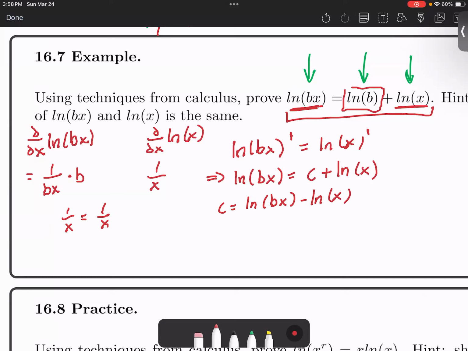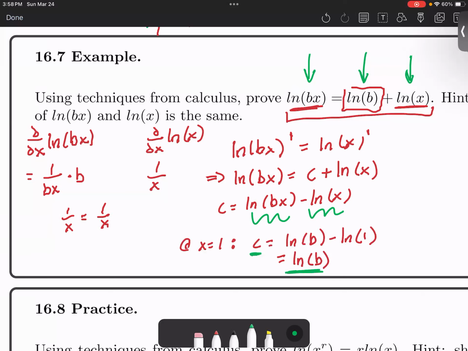Now, if this is supposed to be true for all x values, this function is just a shifted version of that function for all x values, then it should hold true when x is equal to 1. So if we look at x is equal to 1, we see that the c value is the natural log of b minus the natural log of 1, but the natural log of 1 is 0. So the c value that we're missing is the natural log of b.